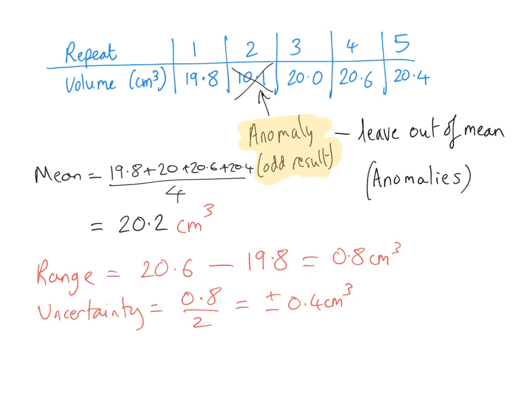So this time, whoever did this experiment got a very similar volume of 20.2 cubic centimetres, but because their range was greater, their uncertainty is greater as well. And so their uncertainty is plus or minus 0.4 cubic centimetres, which reflects the fact that this person could have got a result of 20.6 by adding that 0.4 on, and their lowest result could have been 19.8.